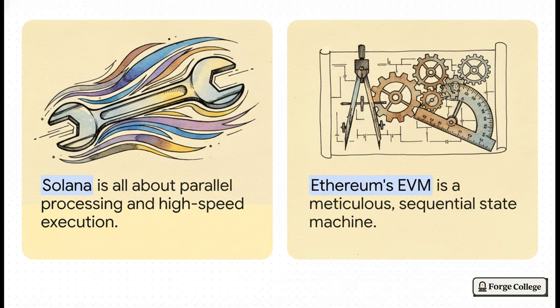This is a massive mental pivot. While Solana is all about parallel processing, where transactions can execute simultaneously if they don't touch the same state, Ethereum's EVM operates as a meticulous single-threaded state machine. Every single operation on Ethereum is precisely accounted for and must be strictly sequenced. State can be changed by anyone at any time, meaning we need absolute serial order.